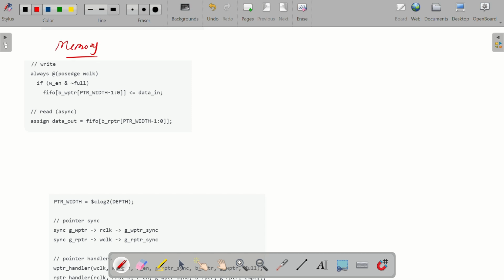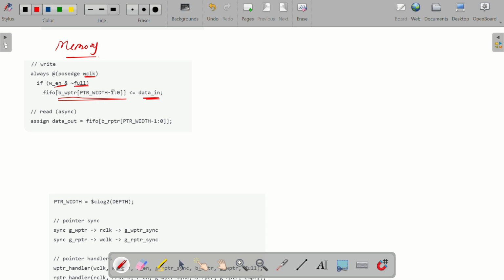The memory part of this FIFO is quite simple. You perform the write and read on the desired location. That is, at every passage of a W clock, because the writes are happening with respect to W clock, whenever the W clock edge arrives, you check whether your FIFO is not full and your write enable is asserted. If both the conditions are true, this means the data can be written to the FIFO. So whatever data in you have is to be written to your FIFO, and the address is obtained using the binary write pointer value.